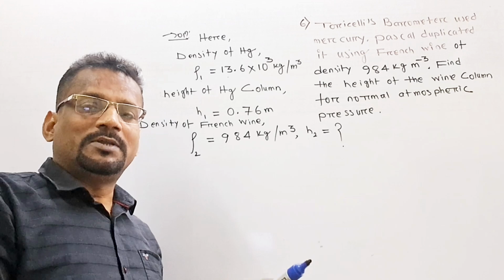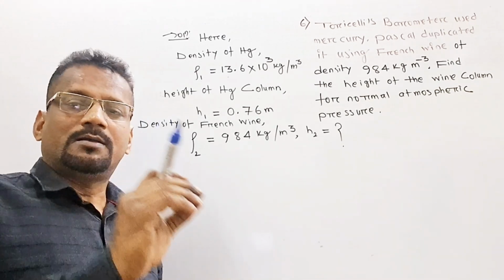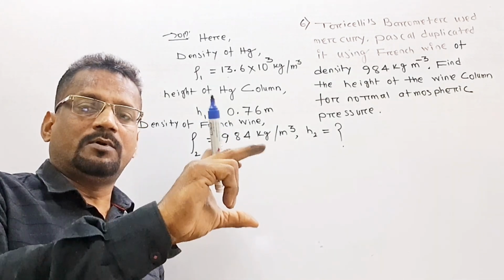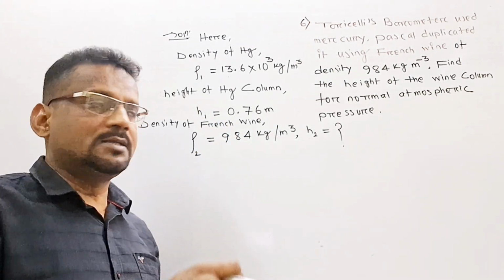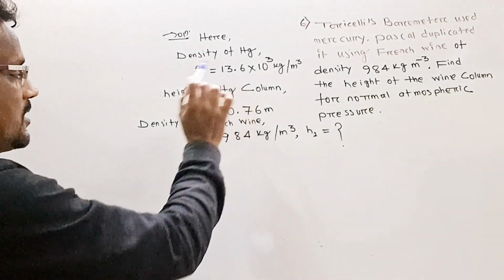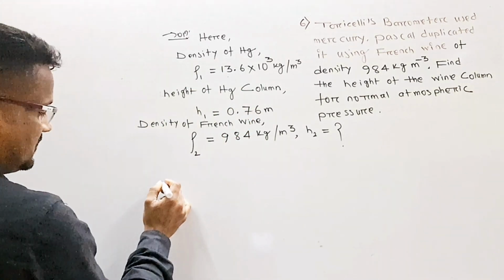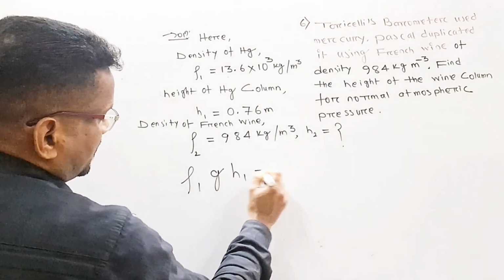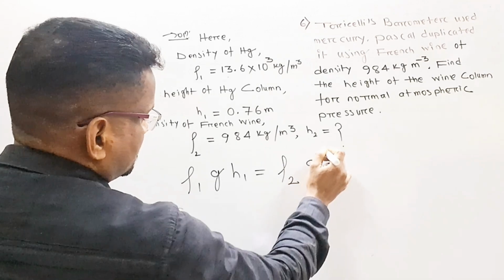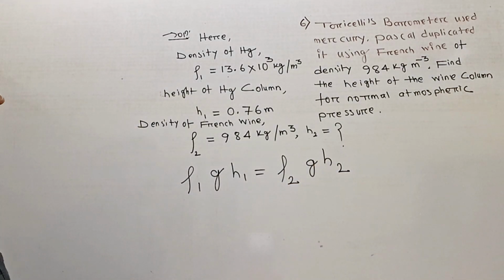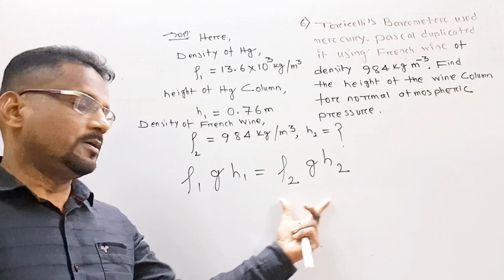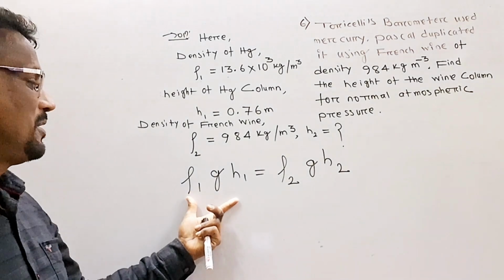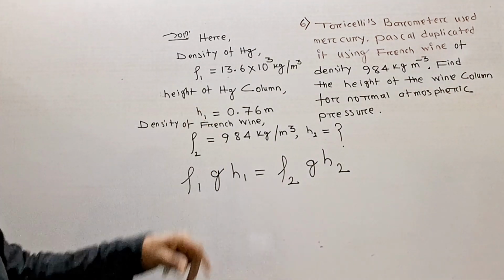Here we can assume the height of the French wine is H, and the pressure for that height of French wine is exactly equal to the pressure of the mercury column. For that you have to know that rho 1 g H1 equals rho 2 g H2. This is the pressure of your French wine, and here we have taken the pressure of your mercury column.